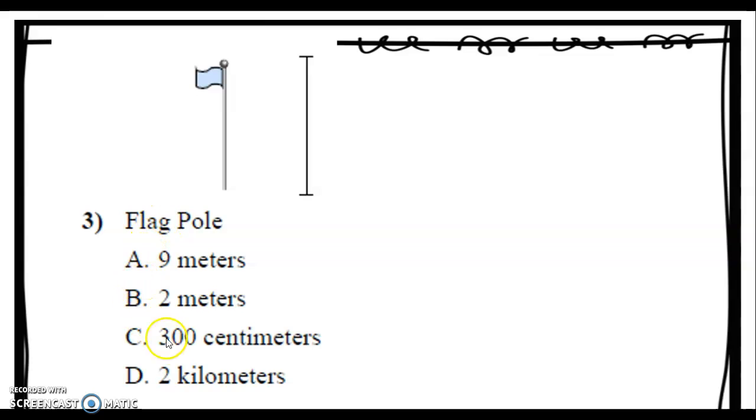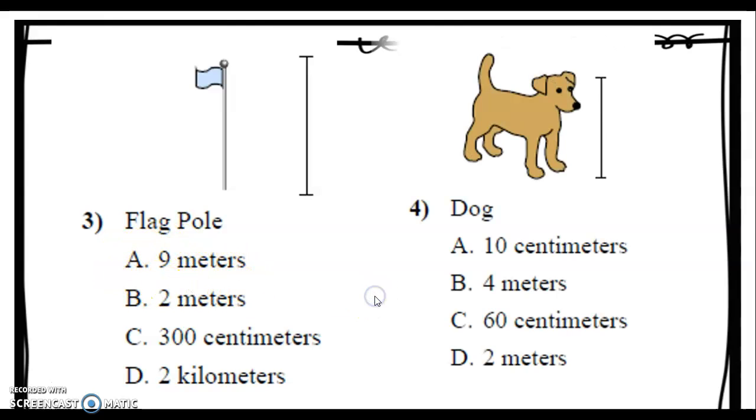The flagpole is about 9 meters tall. The dog would be about 60 centimeters tall. Wouldn't be 4 meters, that would be a tall dog. 2 meters would be a tall dog. And 10 centimeters is just not big enough.